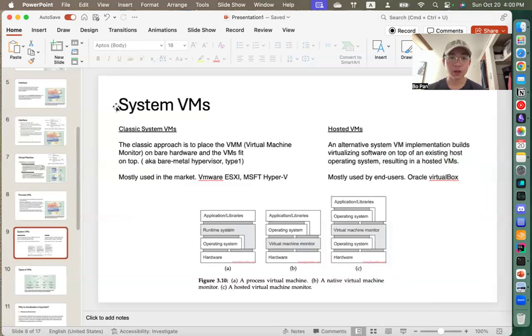For system virtual machines, there are two types: the classic system virtual machines. The approach is to place the virtual machine monitor on the bare hardware, and the virtual machines will fit on top.